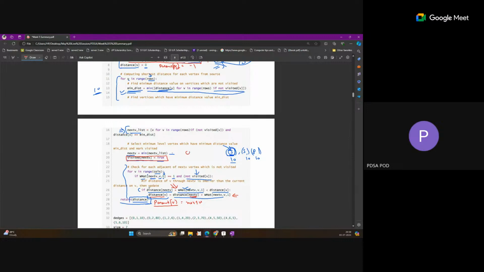So in which order are we marking these vertices as true? Initially we are starting from vertex zero. Next time, which node is selected? Suppose this one is selected, so that means one is coming. And after this one, which node is selected as the next minimum vertex? So this order is actually asked.